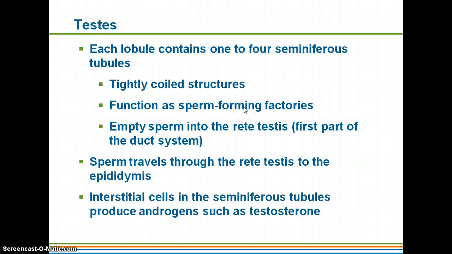So each lobule contains 1 to 4 seminiferous tubules, and those tubules are going to be tightly coiled structures. They are the sperm-forming factories, and once the sperm are formed, they will actually enter into the rete testes, and that's going to be the beginning of the duct system, because they'll go from the rete testes and then into the epididymis. And also within the testes, we have specialized cells that are going to produce testosterone, and those are called the interstitial cells.